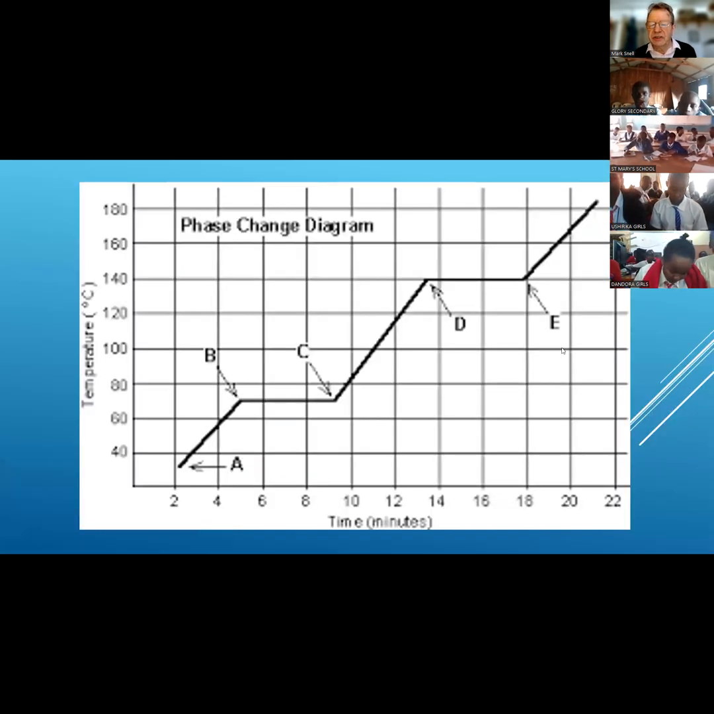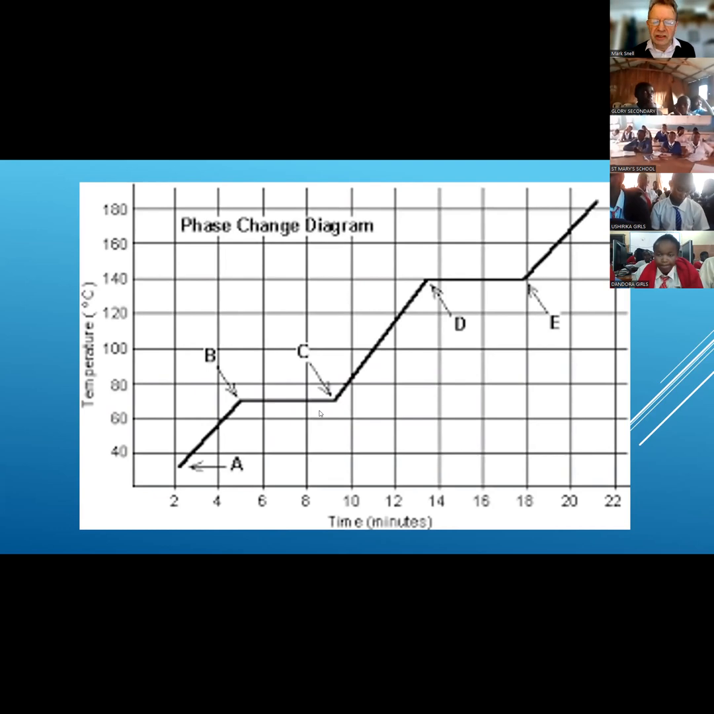Now, sometimes they ask you what is happening between, for instance, A and B, or between C and D. So you have to be able to tell them. So if I said, what is happening between A and B? Well, I've got to remember that is all solid. So that's solid. This is melting between B and C. Between C and D is the liquid heating up. Between D and E, it's boiling. And between E and F, we're heating up the gas.